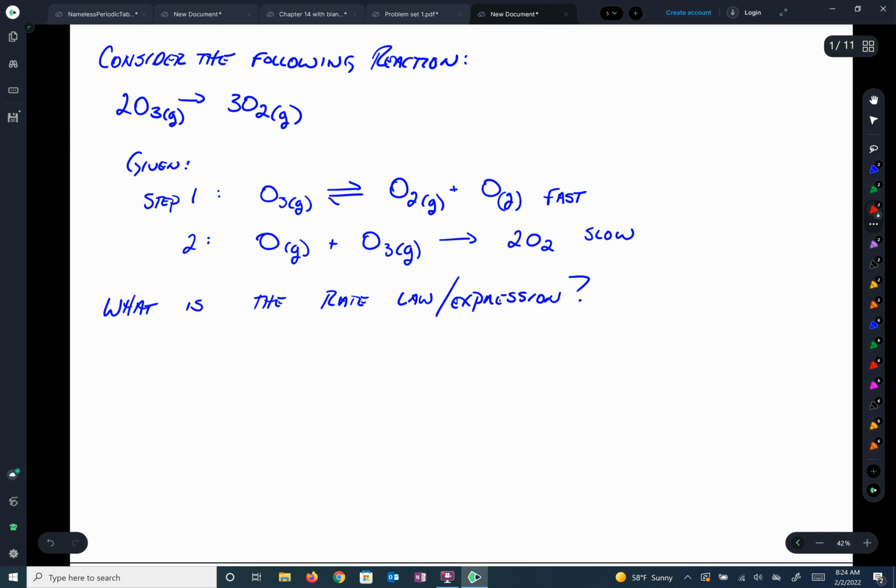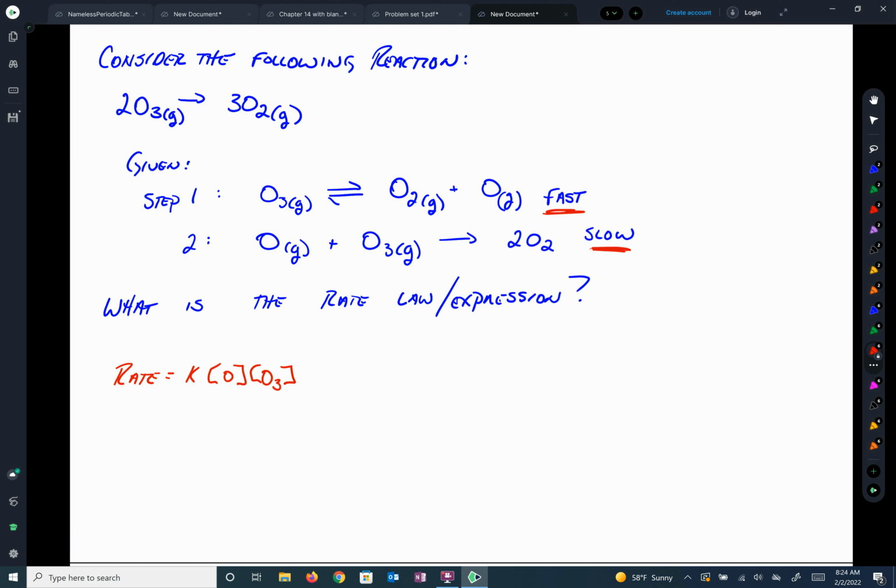First things first, we identify the fast versus the slow steps. The slow step is the rate limiting step. That's what we write our rate expression based off of. So let's take a peek at this. We would say rate is equal to k times [O] times [O3]. All right, and we're done.